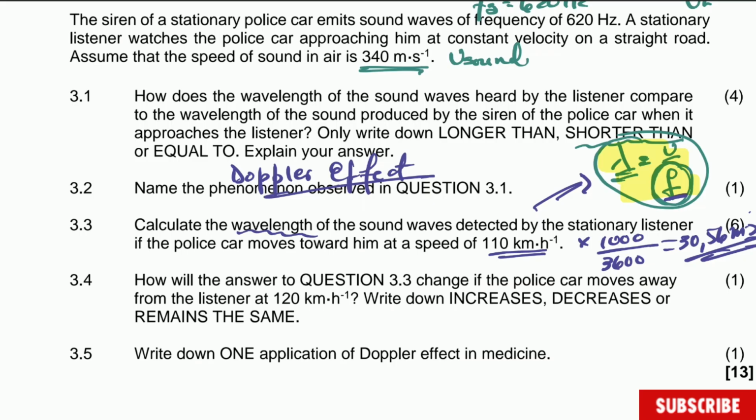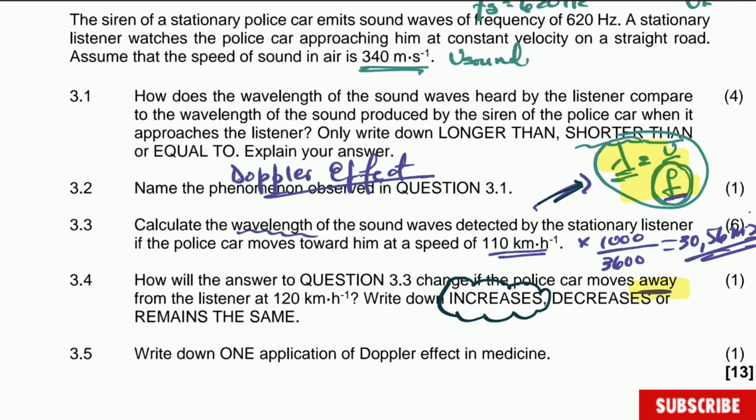Then question 3.4. How will the answer in question 3.3 change if the police car moves away from the listener at 120 kilometers per hour? Write down increase, decrease, or remain the same. Now it is moving away. So if it's moving away, the frequency is going to decrease, and therefore the wavelength will increase. That is the answer. You don't have to explain, but it has to do with the same thing here. If it's moving away, guys, what is going to happen? The frequency decreases, or becomes less, and therefore the wavelength becomes greater.